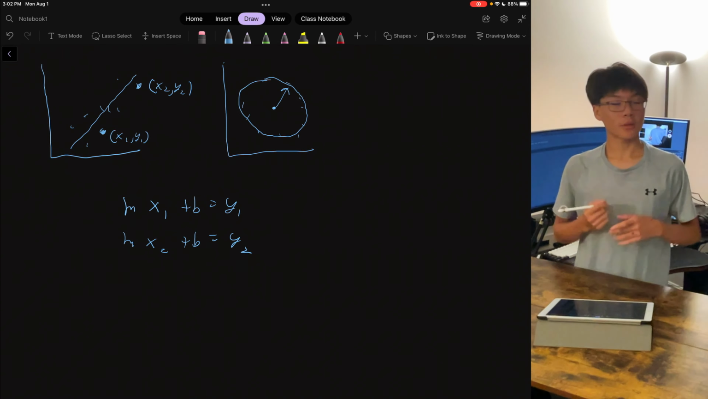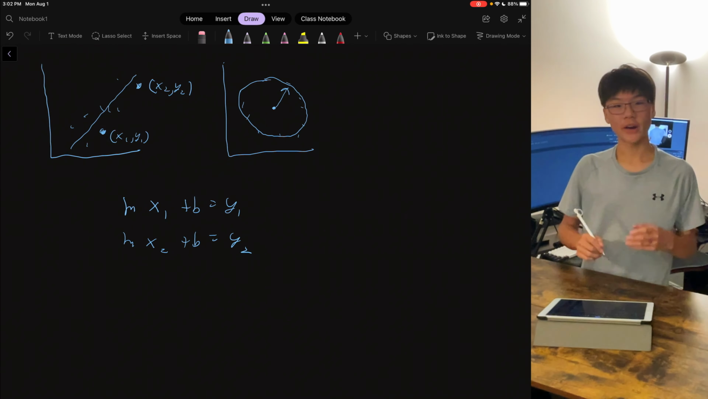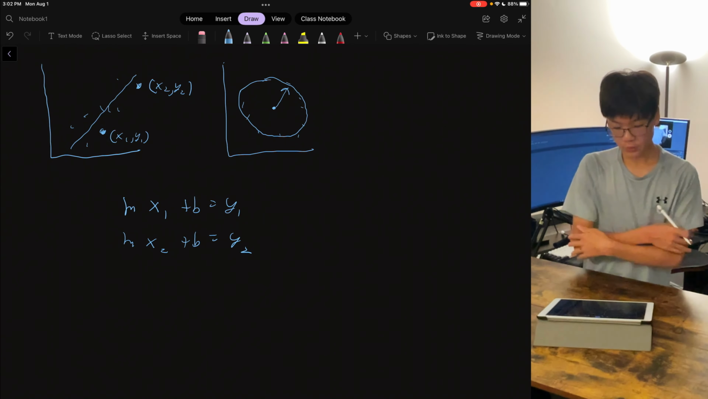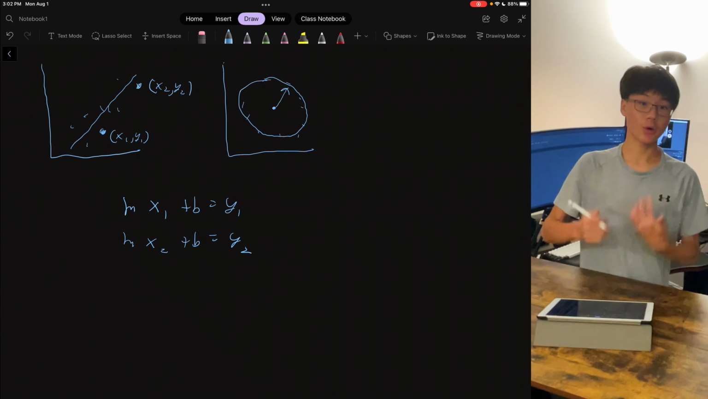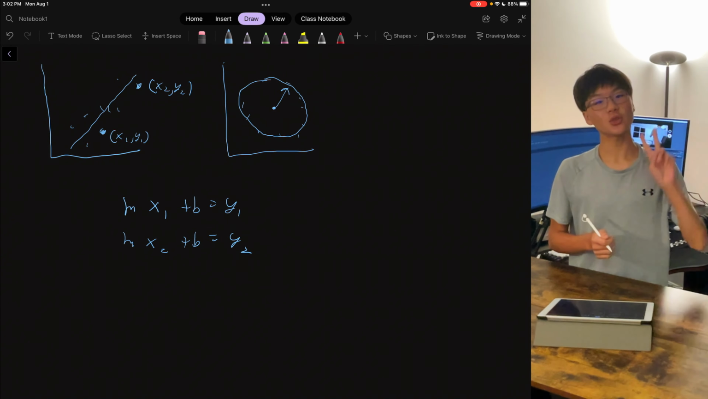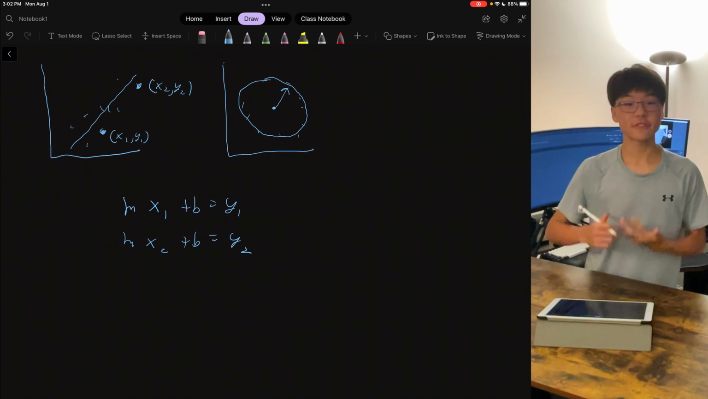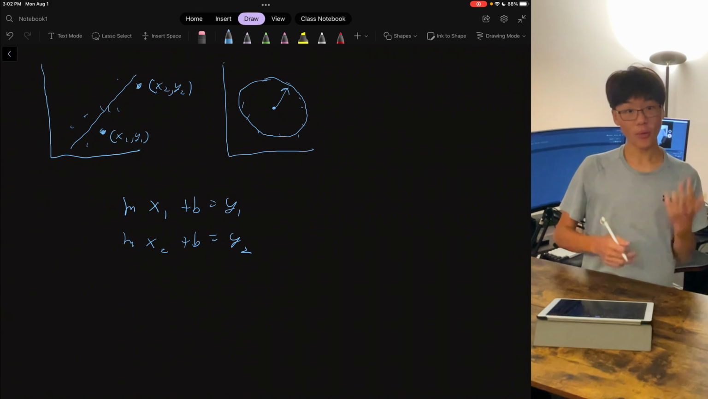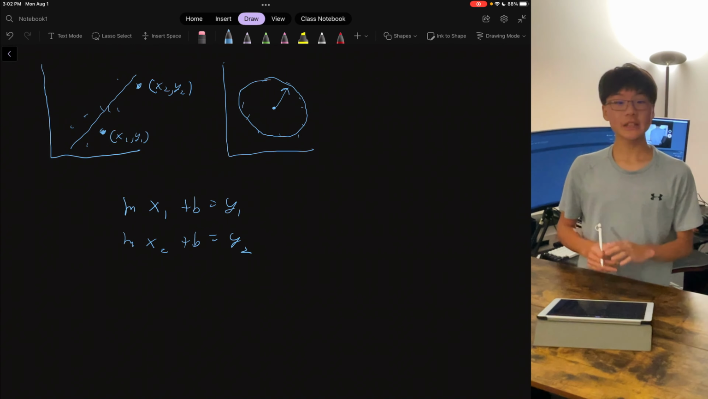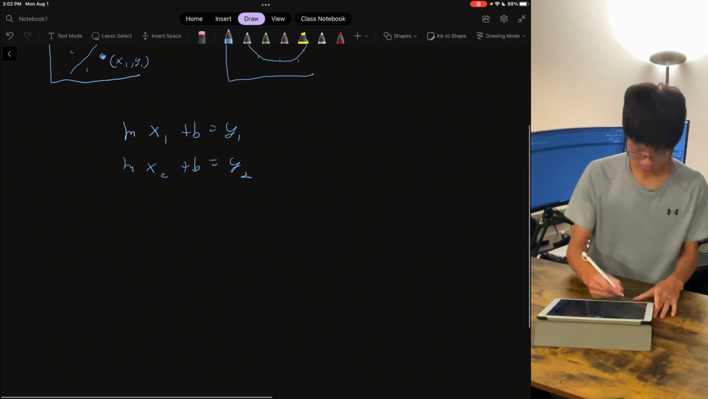And we don't know our slope, m, or our y-intercept, b. But we do know our x1 and y1 values. So we have 2 equations and 2 unknowns, allowing us to find the line of best fit through these 2 points. This could be rewritten in matrix format, so it looks like this.